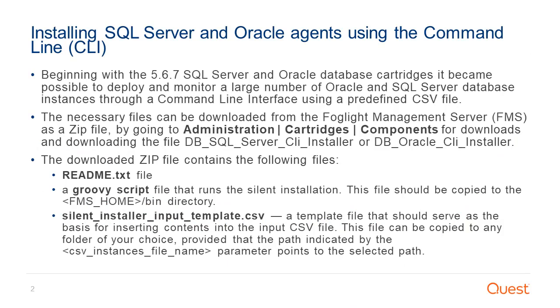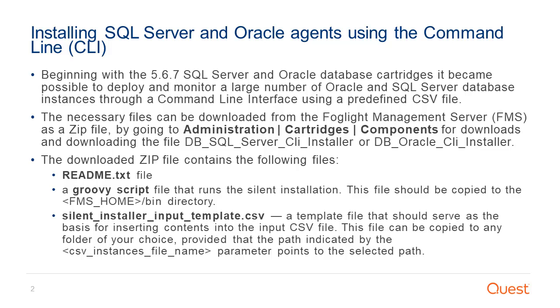Beginning with the 5.6.7 SQL Server and Oracle database cartridges, it became possible to deploy and monitor a large number of Oracle and SQL Server database instances through a command line interface using a predefined CSV file. The necessary files can be downloaded from the Foglight Management Server, FMS, as a zip file by going to Administration, Cartridges, Components for Download, and downloading the file db SQL Server CLI Installer or db Oracle CLI Installer.